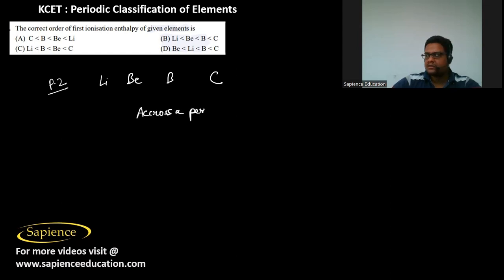Hello. So here it is told that, the correct order of first ionization enthalpy of the given elements is... So here we have lithium, beryllium, then boron and carbon. They all are period 2 elements. And as we know, across a period, the first ionization enthalpy decreases. No, the first ionization enthalpy increases across a period from left to right.